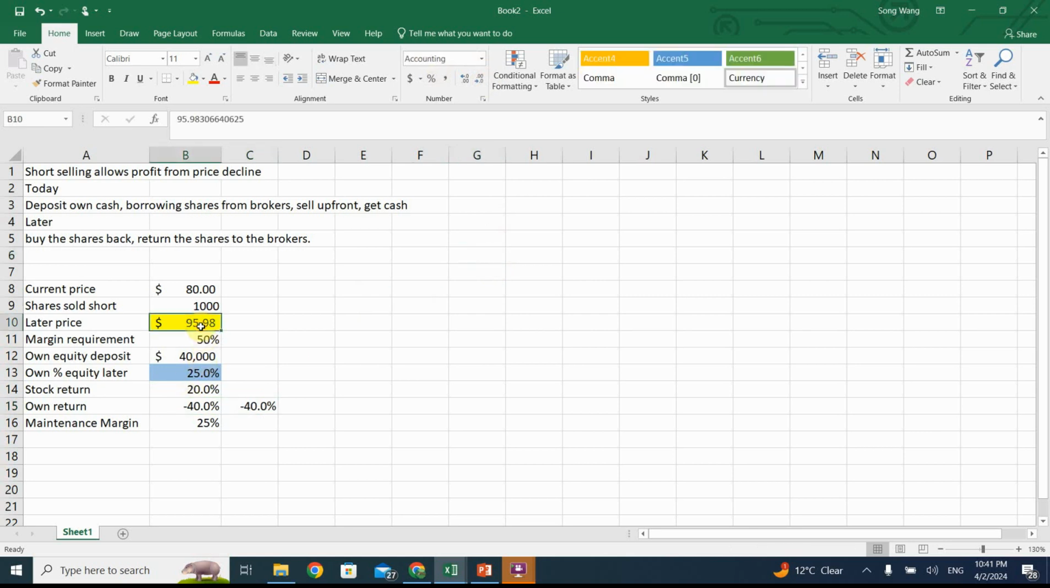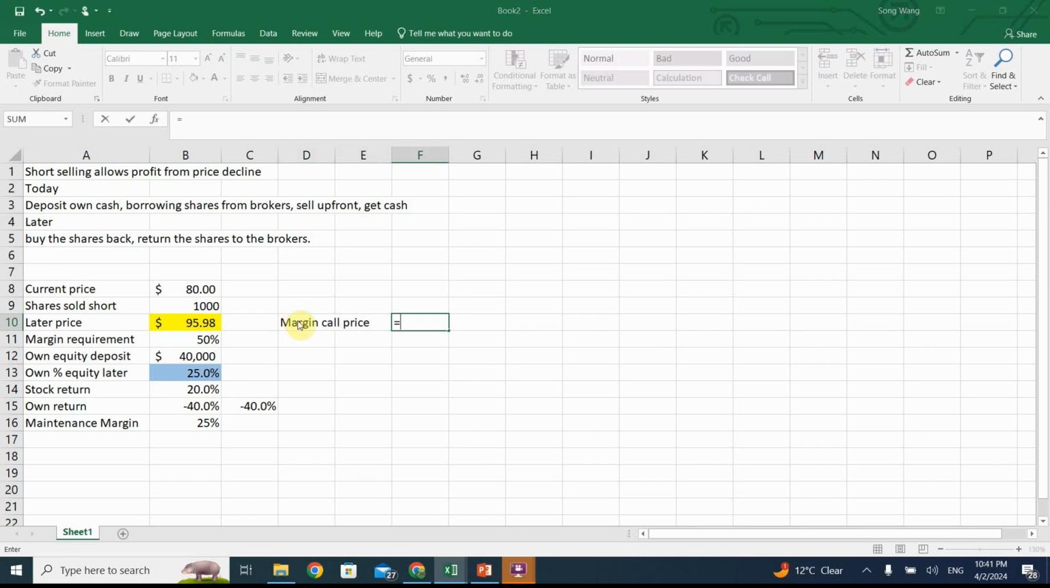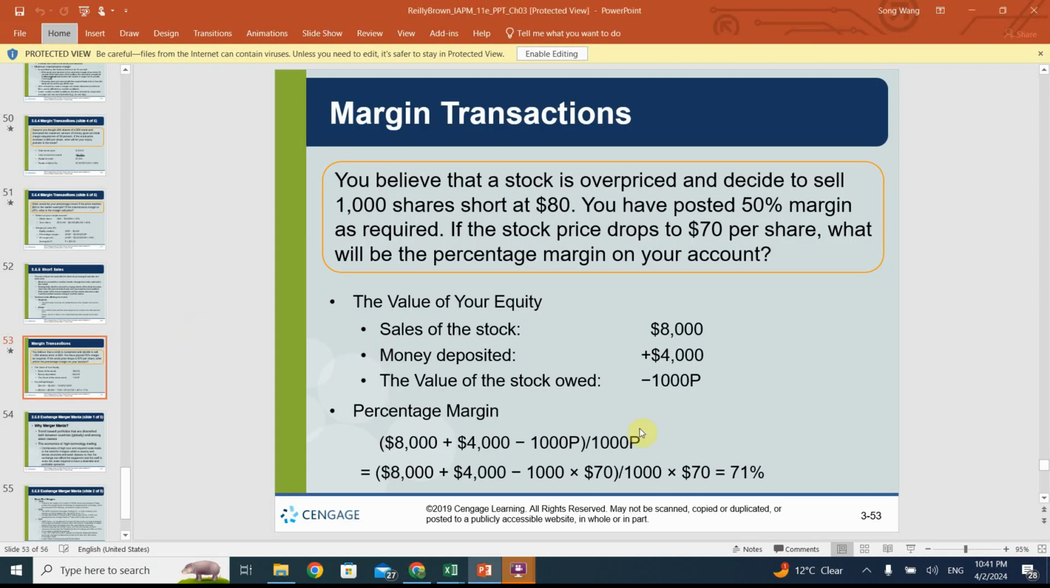All right, so let me also do it in a mathematical way. It's called a margin call price. So what do we do? You can just take a look at this formula. You will see that it is 8,000 plus 4,000 divided by 1,000 P minus 1. That will be equalized to 25%, and then you solve for P. From the textbook, you will see that this is how you solve for the margin requirement.